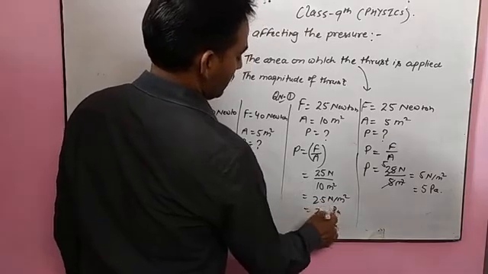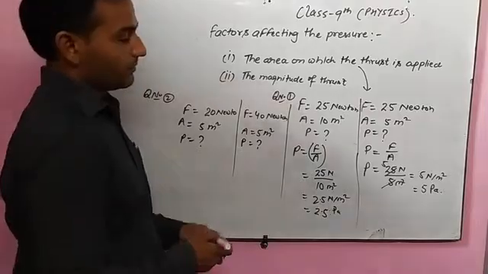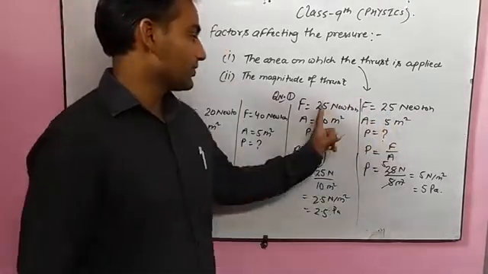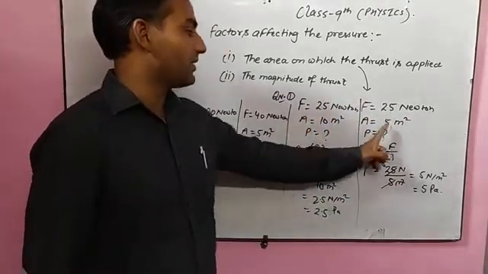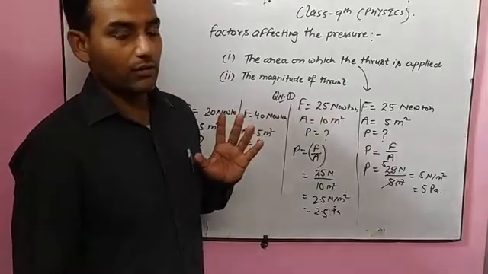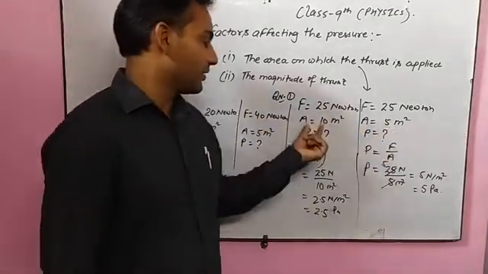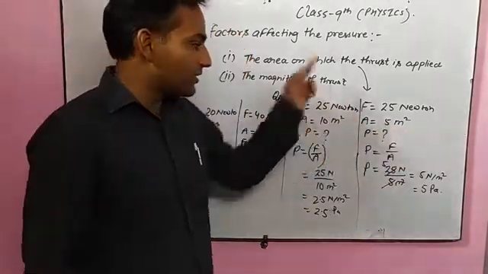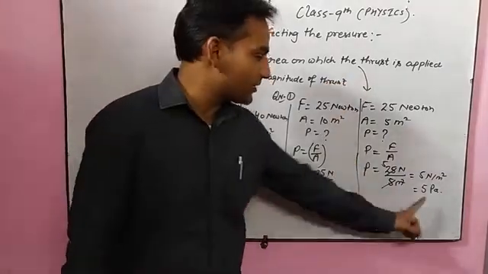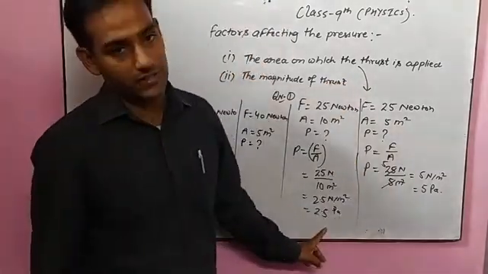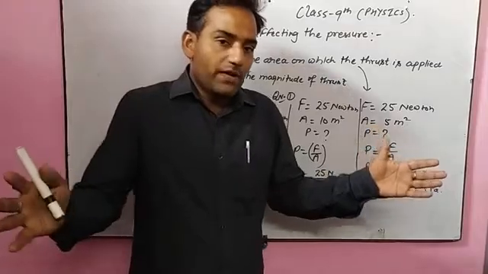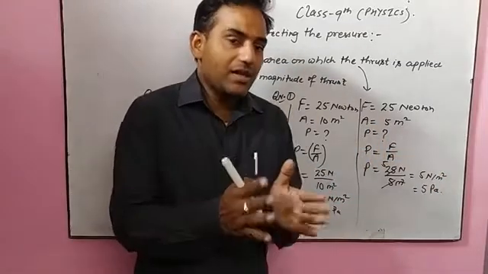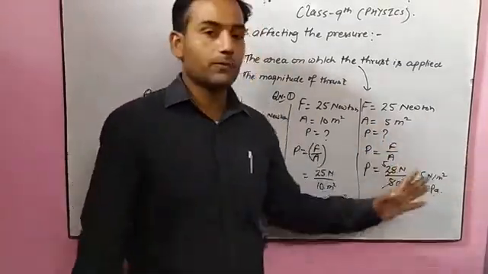Now let us compare with the first question. See, the thrust is the same in both. The area is 5, the area is 10. What happens when the area is just double? You can see the result: the pressure is 5 Pascal in one case and 2.5 Pascal in the other. Area is more, pressure is less. Area is less, pressure is more, as you can see.